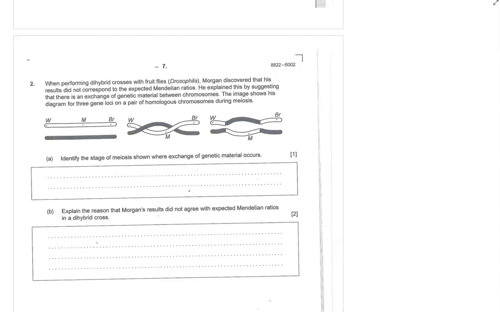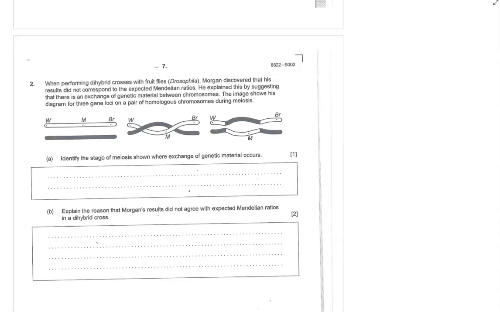So what he's drawn is crossing over, and the stage of meiosis where that exchange of genetic material occurs is prophase 1. Now this is often debated because some magazines will say prophase 1, some magazines will say metaphase 1. I always believe it's prophase 1, so let's always go for prophase 1.